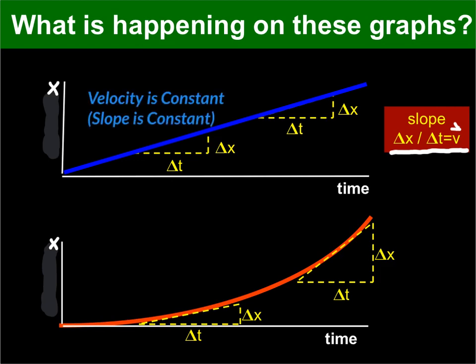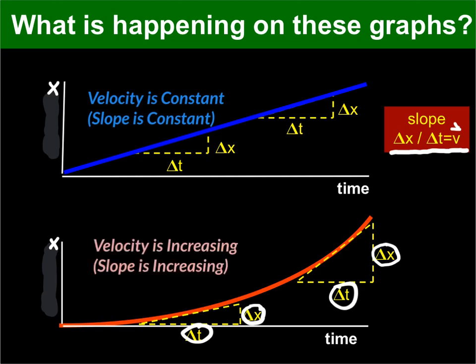When we look at the red graph, however, we notice that for every increment of time, it is covering a greater position. Here we covered a little bit of x. Over here we cover a lot more x. Therefore, we're covering more x with time. The slope is increasing, therefore our velocity is increasing.